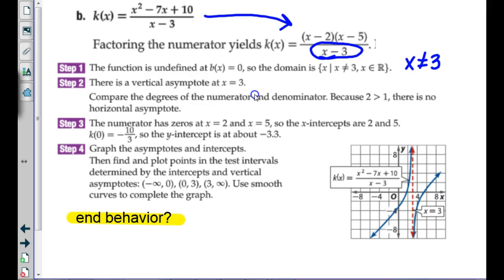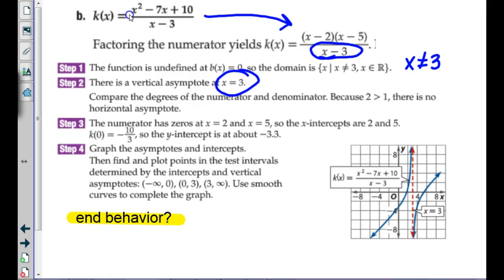Does this have any holes? I only did one example about a hole yesterday. Do you remember when it has a hole? When there's the same factor on the top and the bottom, so something can cancel. It could be an x out front, but something is the same on the top and the bottom. If that's the case, you have to find the hole before you do vertical asymptotes, because if there's a hole, there's not a vertical asymptote at the same place. This one has a vertical asymptote at x equals 3.